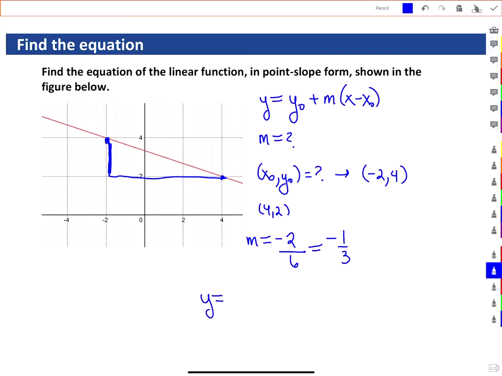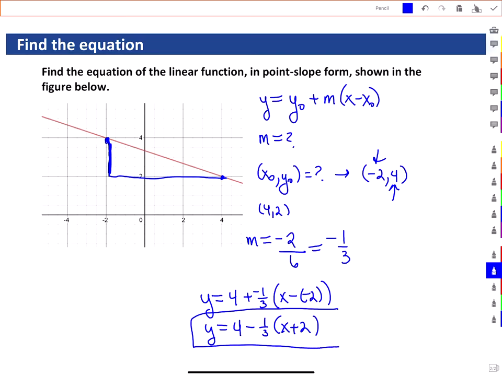So y equals my y naught then, I'm using this particular one, so that's my y value there of 4, plus, although it's going to be a minus, so I'm just going to do -1/3 times, I'll just do plus a negative just to keep it consistent, and then x minus my x value, and that's a -2. Okay, this is a little bit messy for me, so I'm going to clean this up just a little bit. So 4 minus 1/3 x plus 2. And you can just stop right there.